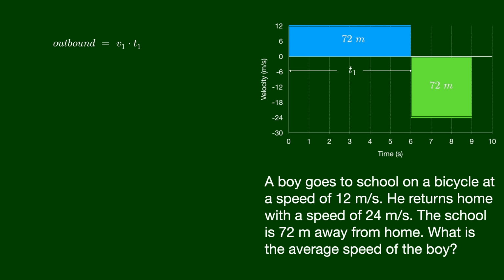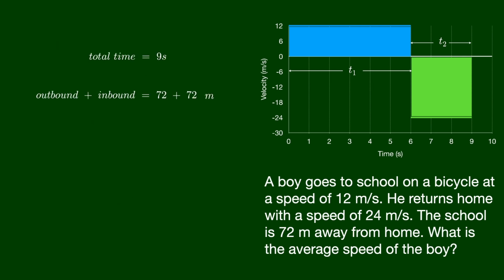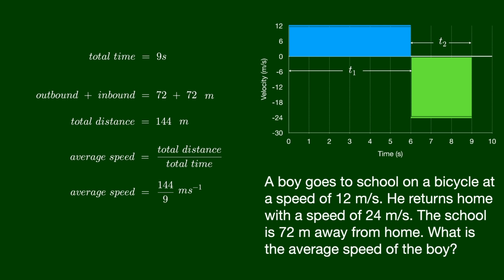We can calculate the time taken for each trip by taking the ratio of the area under the curve and the speed of the bicycle. Now we can calculate the total time taken for outbound and inbound, which is given by this expression. The total distance traveled is the sum of outbound and inbound. Now we can calculate the average speed of the boy. This is given by the ratio of total distance to total time.